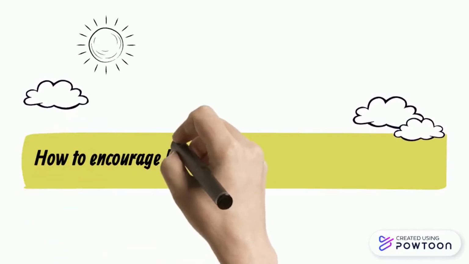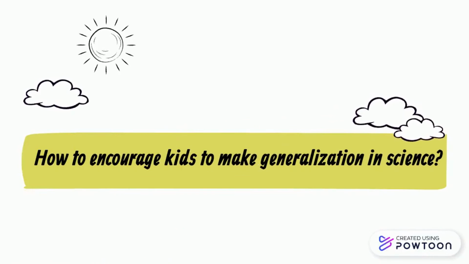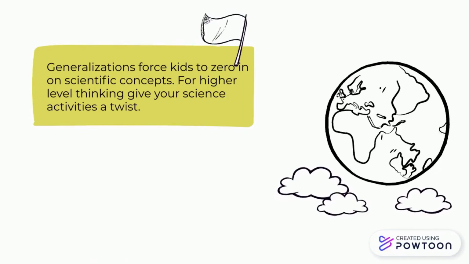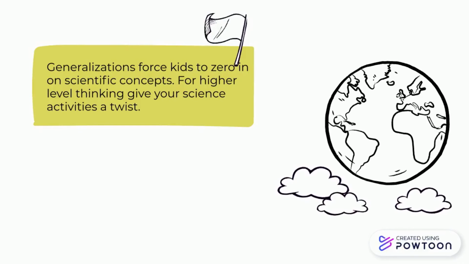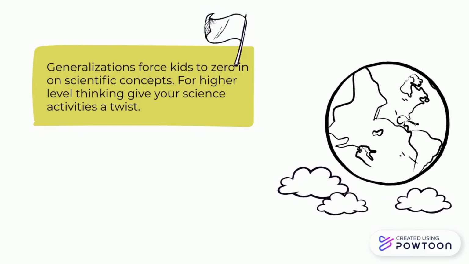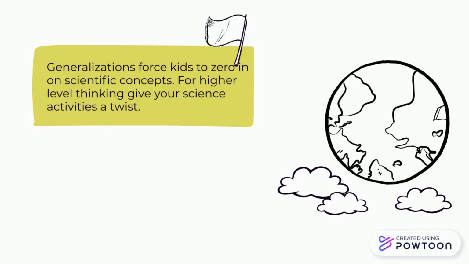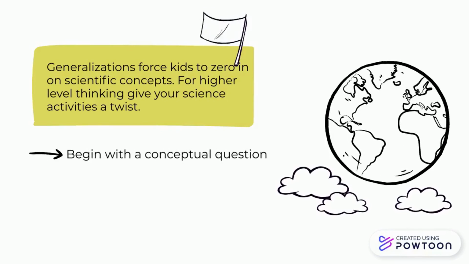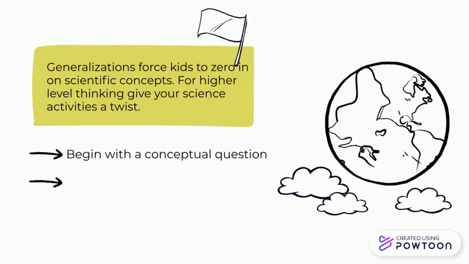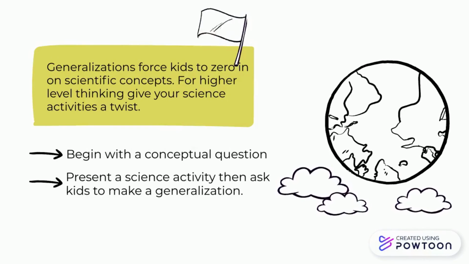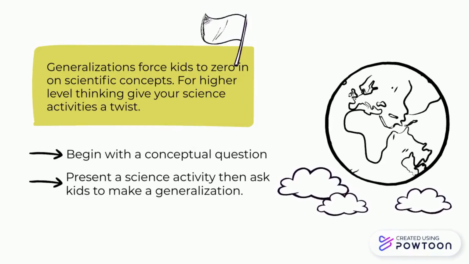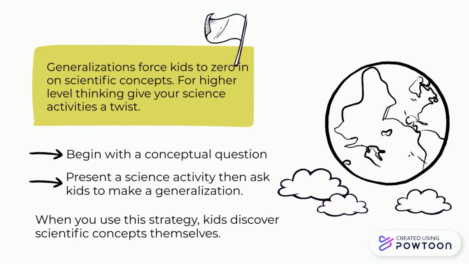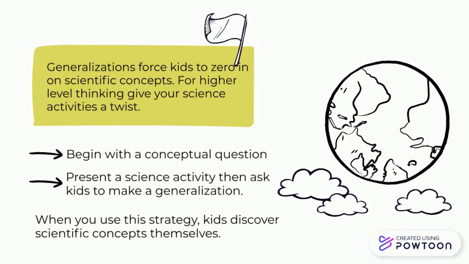How to encourage kids to make generalizations in science. Generalizations force kids to zero in on scientific concepts. For those kids that have higher level thinking, give your science activities a twist. Begin with a conceptual question. After that, present a science activity. Then ask kids to make a generalization. When you use this strategy, kids discover scientific concepts themselves.